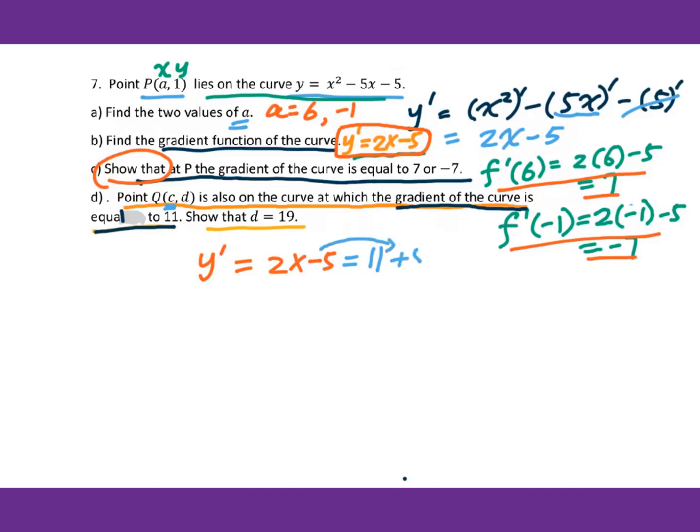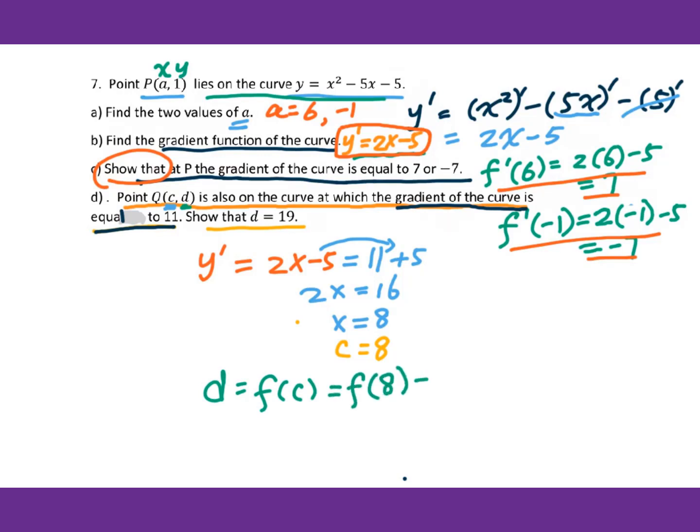So we add 5 to both sides. You will get 2x equals 16, divided by 2, x equals 8, which means this C equals 8. Then for this D, basically it means f of C. That is f of 8. We plug 8 into the original function. Then we put it into the calculator. You will get 19.